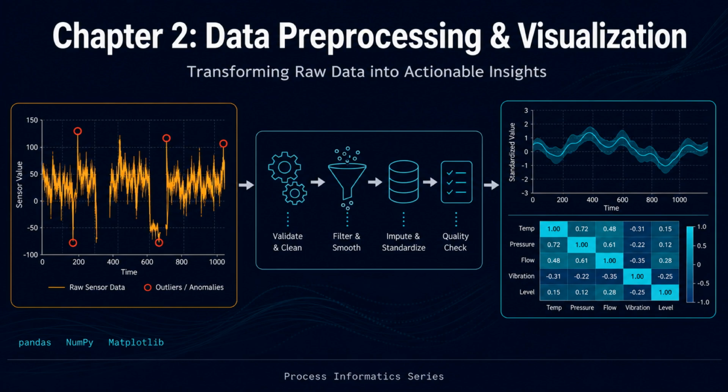Welcome to Chapter 2 of the Introduction to Process-Informatics series. In this lecture, we will master essential data preprocessing skills that form the foundation of every process informatics project. You will learn time series manipulation with pandas, resampling and rolling statistics, handling missing values, detecting and treating outliers, and proper scaling techniques. These skills typically consume 60 to 70% of total project time, making them crucial for success.